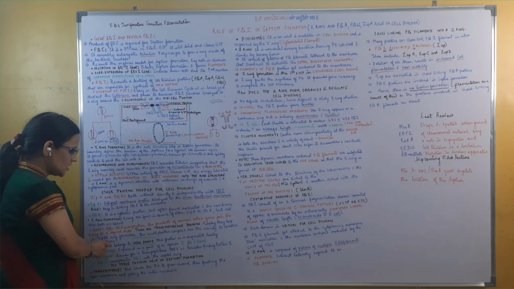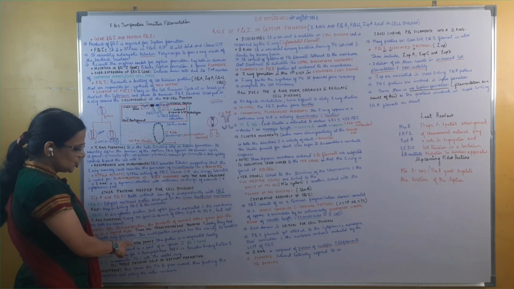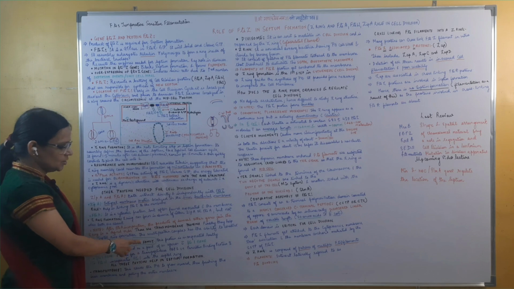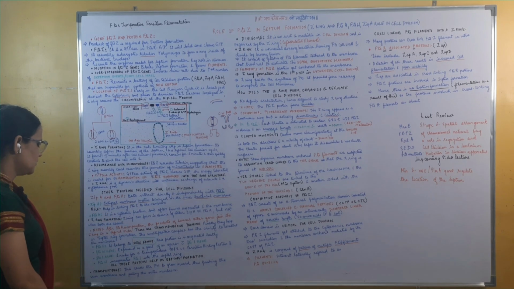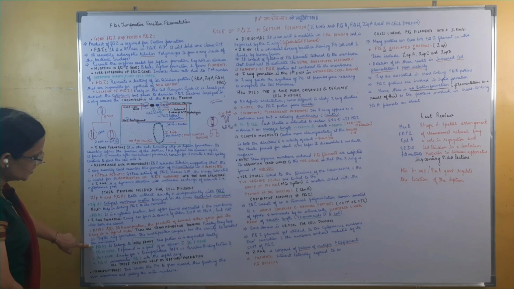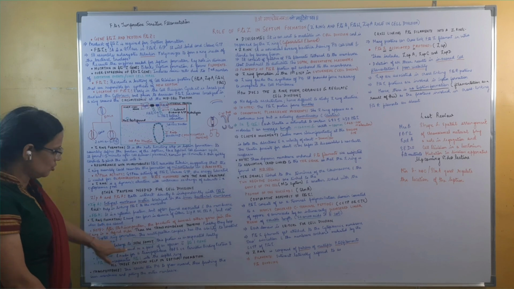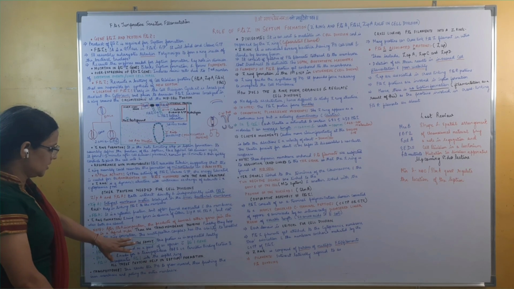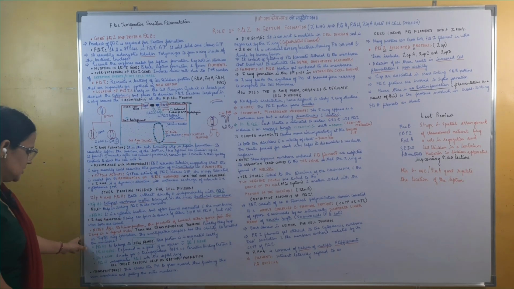So FtsW is a member of the SEDS family. SEDS stands for shape, elongation, division and sporulation. So it's a group of proteins, again involved in maintaining the cell shape. Please check that out. Now FtsW, though it is a member of the SEDS family and though it plays a role in cell shape, here it is playing a role in septum formation. That you must understand.